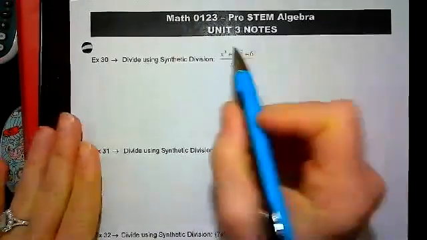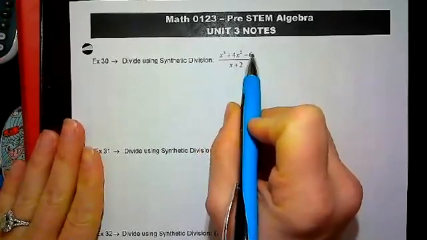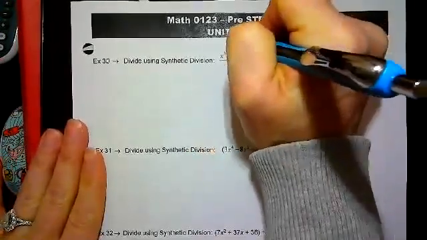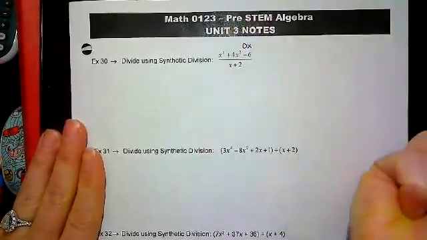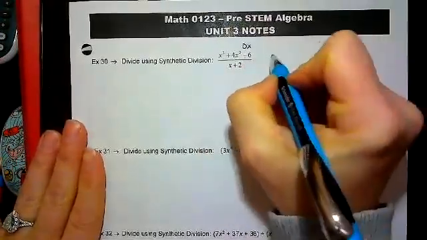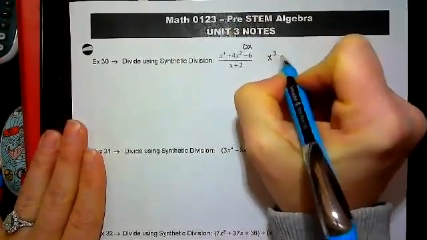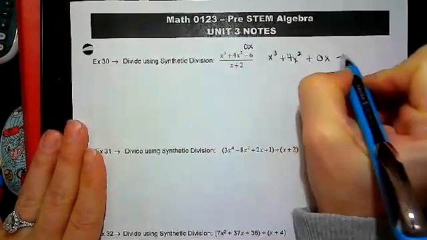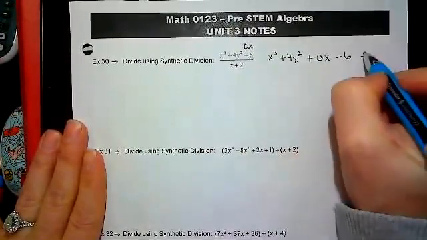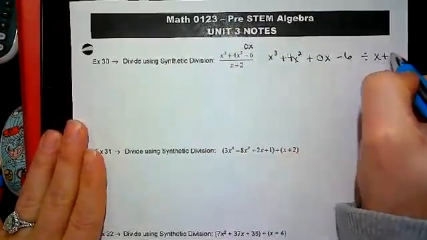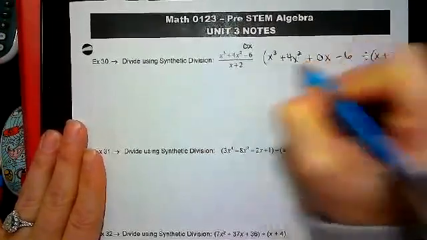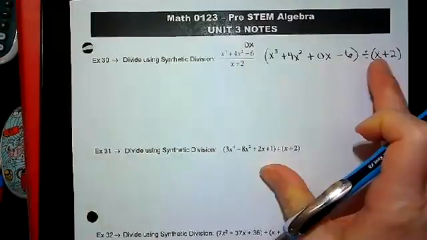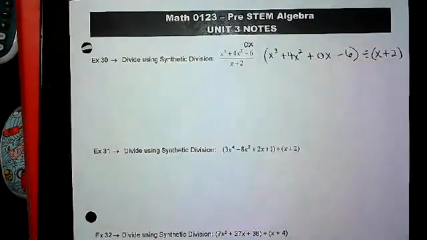So we need to be sure that every exponent is represented and we're not missing something, which we are. We have 3, 2, and we don't have a 1. So it's like a 0x that's missing, right? Minus 6. So you could rewrite that as x cubed plus 4x squared plus 0x minus 6 divided by that x plus 2. You could write it out like that or put it back into the fraction.